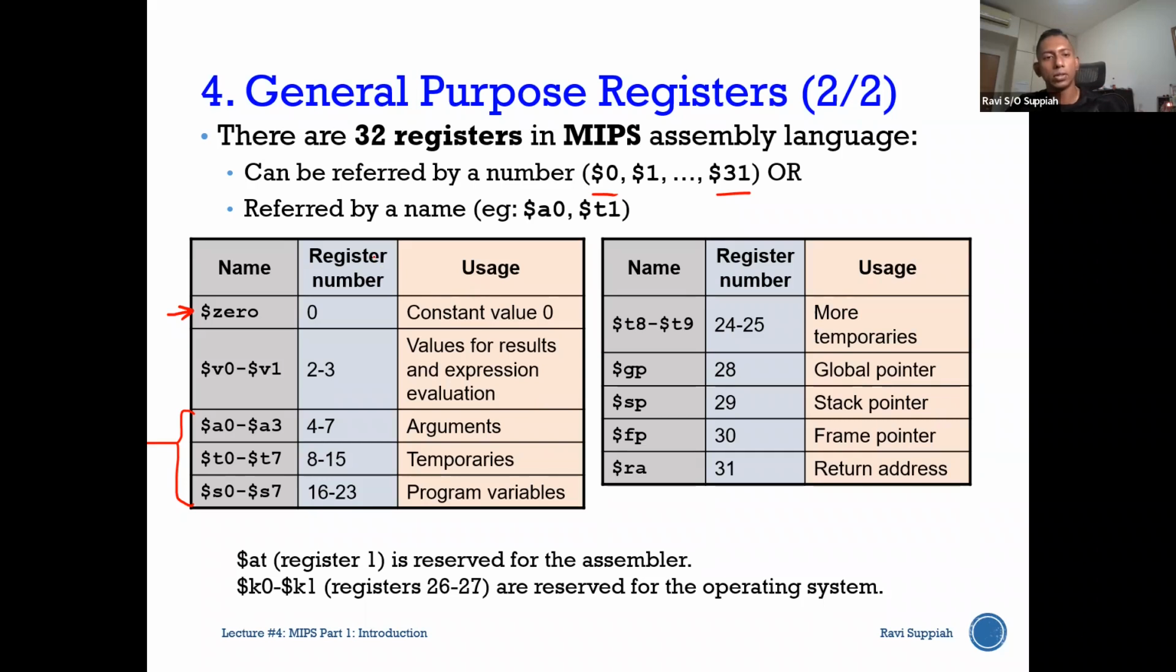The zero register is actually a unique register because it only holds a value of 0. Of course, you might think, why do I even need such a register? Why can't I just put 0 in my code? You will see later why having a zero register can be quite useful and helpful in many of the coding things that you want to do. The other registers, we won't look at so much, even though they are there.